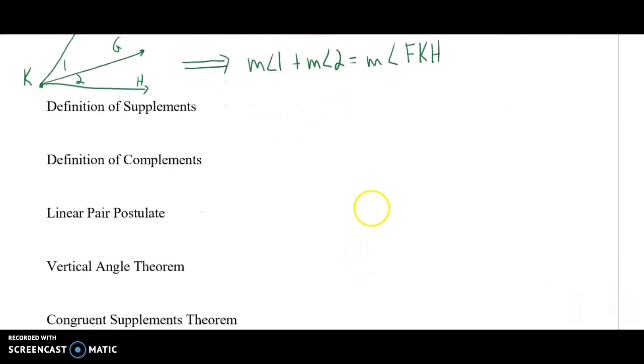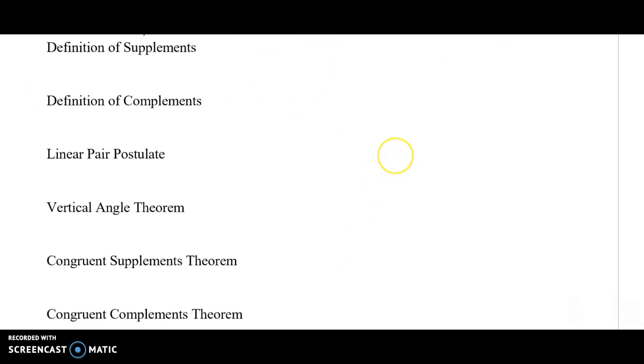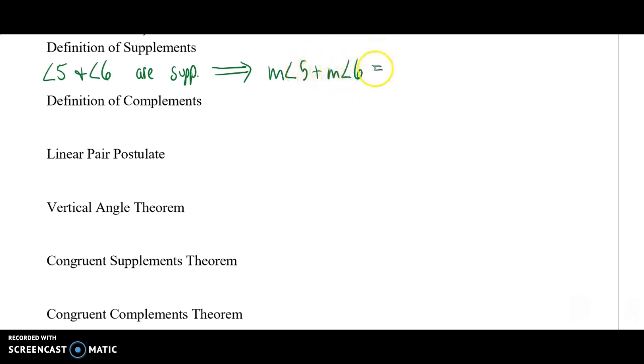Next one, definition of supplements. Now, supplements are angles that add up to 180. Location doesn't matter. But what we're going to say is that angle 5 and angle 6 are supplements. So we are told that. Using this definition, then what we could say is that the measure of angle 5 plus the measure of angle 6 equals 180 degrees. If you're told that 2 angles are supplementary, we can say they add up to 180, or going the other way, since we know that these 2 angles add up to 180 degrees, that means biconditional, they must be supplements to each other.